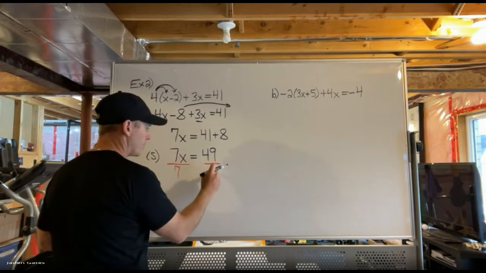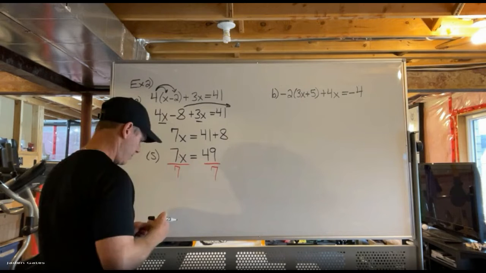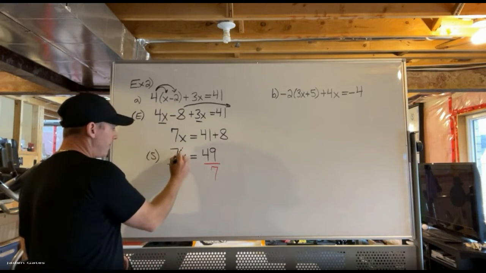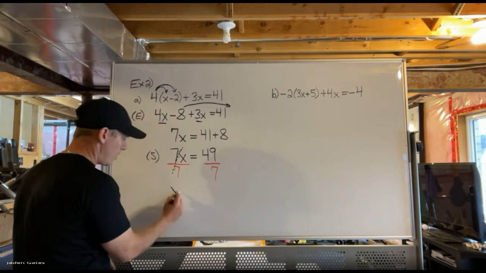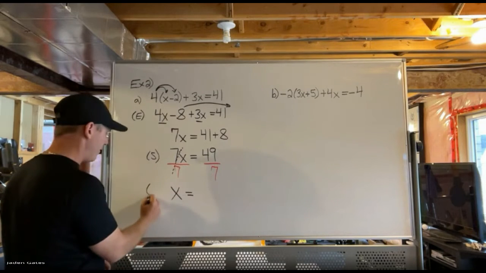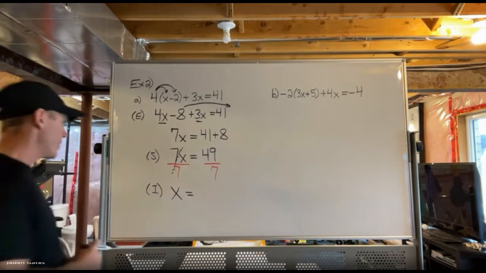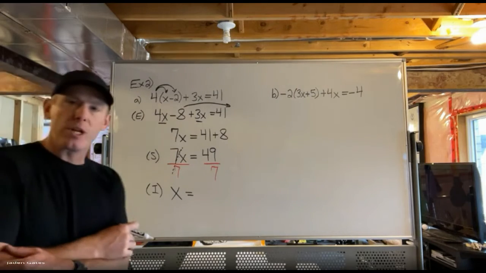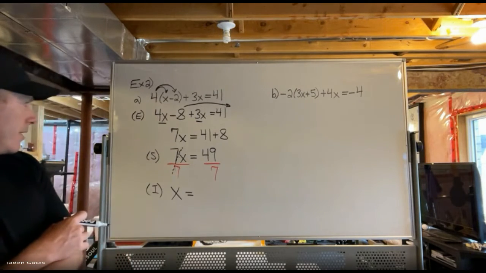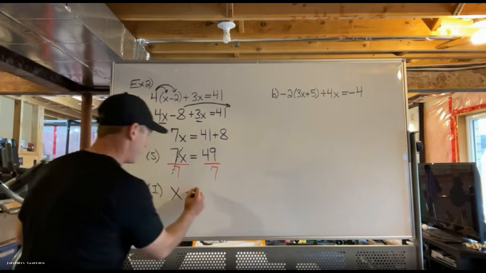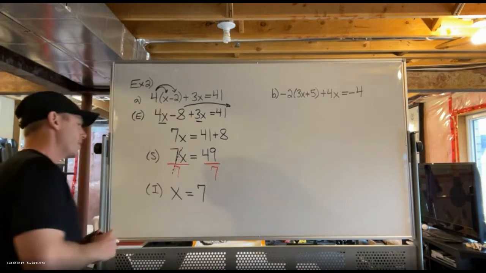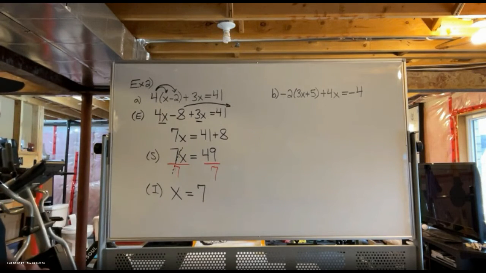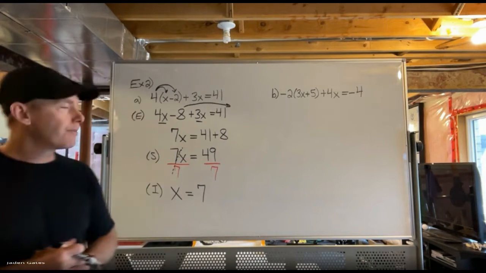And again, what I do to one side, I do to the other. Those 7s divide each other out. And so I've got my x all by itself. I've isolated it. There's the I. And if I got 49 divided by 7, I believe, yeah, it is 7. 49 divided by 7 is 7. And there we go. All right, let's try one more of those guys.